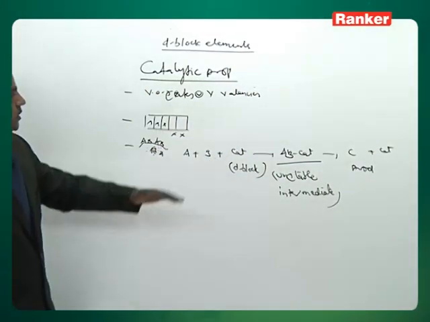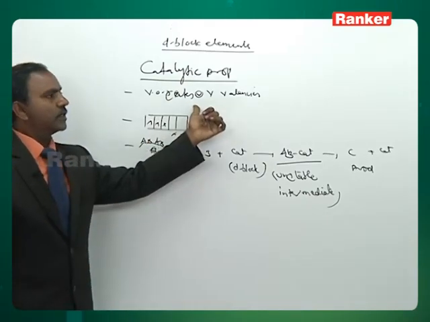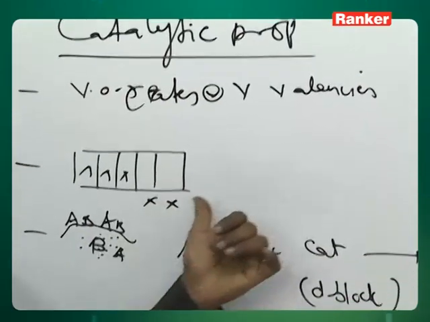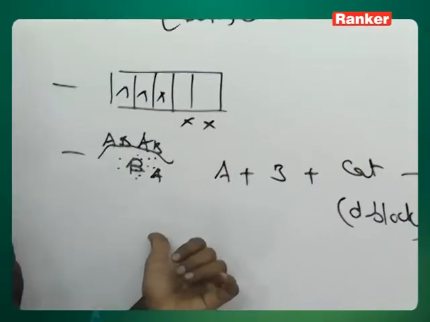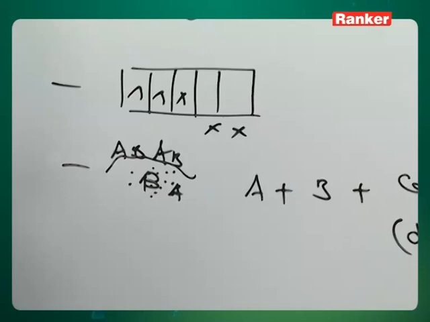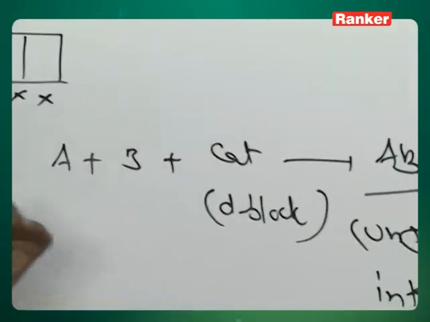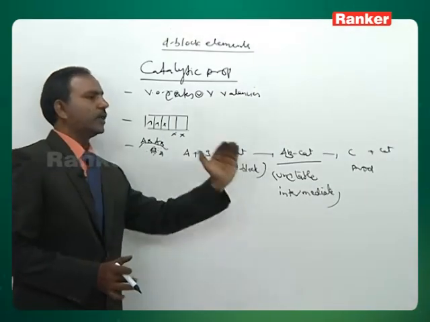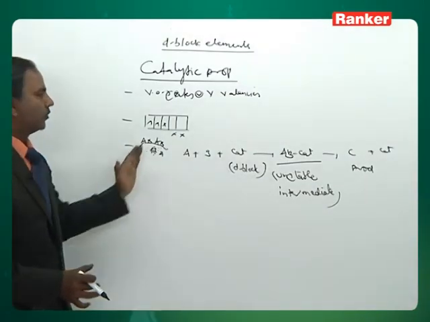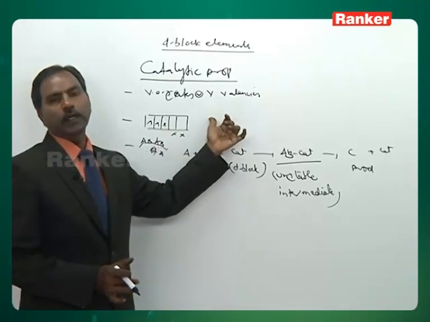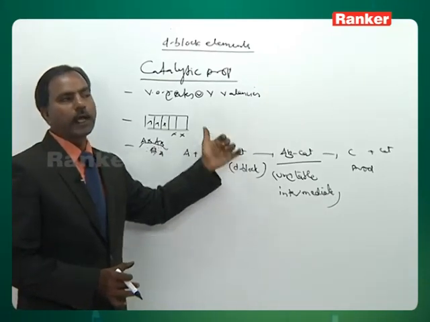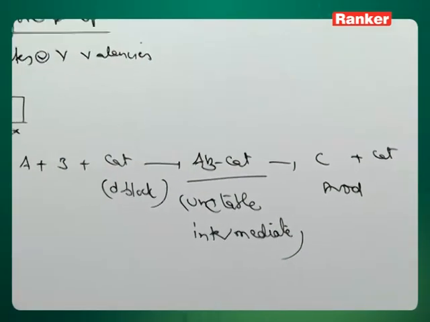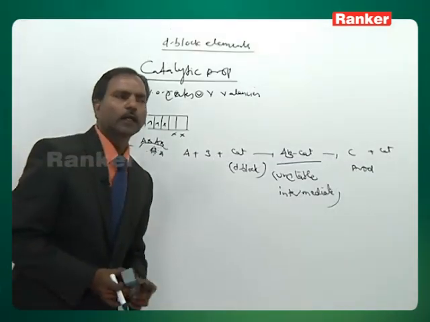Due to these particular reasons: variable oxidation states, variable valencies, unpaired electrons, incompletely filled d orbitals, finely powdered state with greater atomic surfaces, they adsorb the reactants, form an unstable intermediate and facilitate the reaction to take place. Because of these reasons, most of the D block elements and their compounds act as best catalysts.